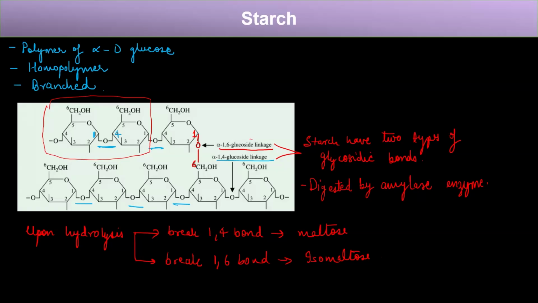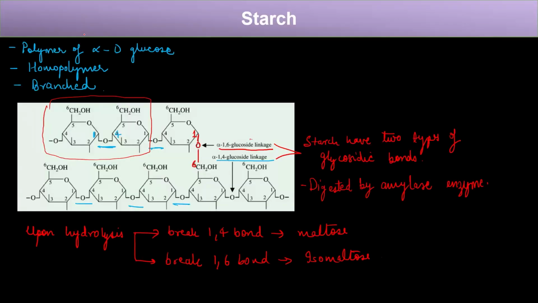Now, what else do we have to study about starch? This is only two lines, but if you draw the starch, it will look something like this. In this, you can see it has two parts. The first part is completely linear, and the second part has some kind of branching.